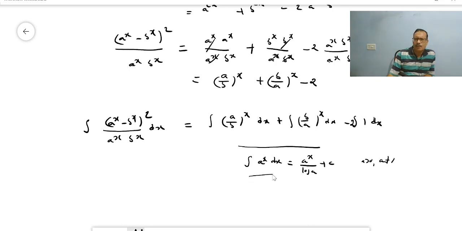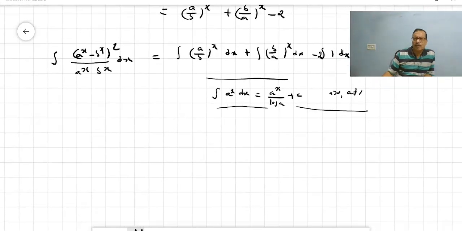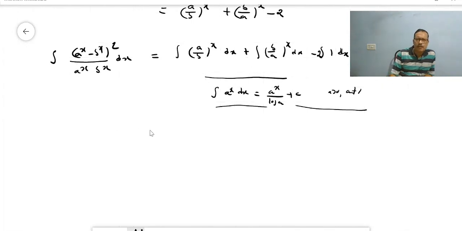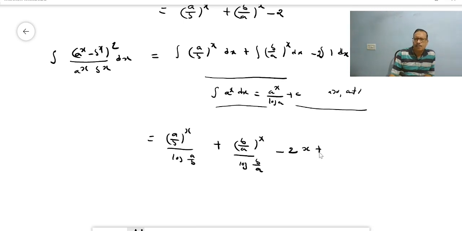What is the formula of integral of a power x dx? A power x by log a. Now, using this formula, what will we get? Integral of a by b whole to the power of x is what? So a by b whole to the power of x by log of a by b, plus applying the same formula, integral of b by a whole to the power of x is b by a whole to the power of x by log of b by a, minus 2 into integral of 1 dx, which is x, plus constant.